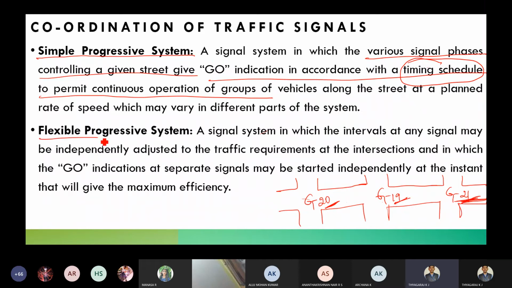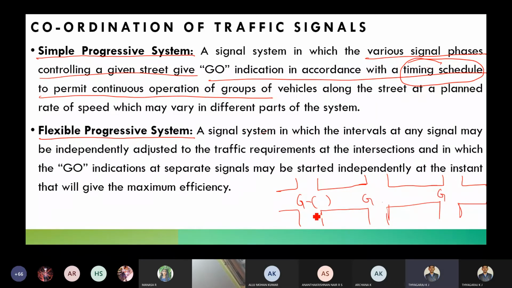Then comes the flexible progressive system. It is also a type of simultaneous system, but it will be based on traffic criteria. So when a larger number of vehicles are present, for example, if it is indicated with red, all the signals will be indicated with red, but the timings, okay, here not red, we will go for green only. So green.